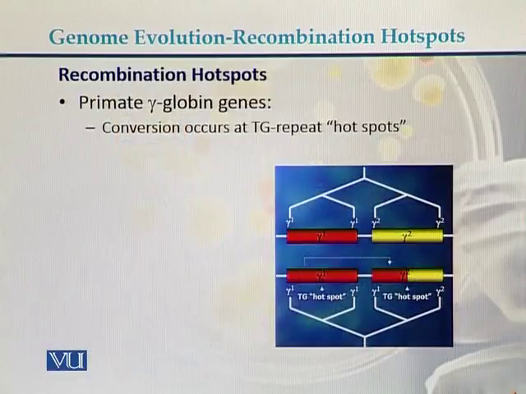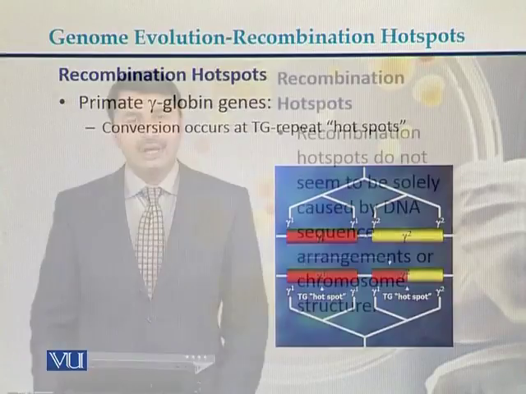Just to understand what a recombination hotspot is, in the case of gamma globin genes, we have seen that there are TG repeats in the middle of the exon. Just take this diagram as an exon. In the middle of the exon, there are TG repeats. These TG repeats actually work as hotspot regions for the duplication of the genomes.